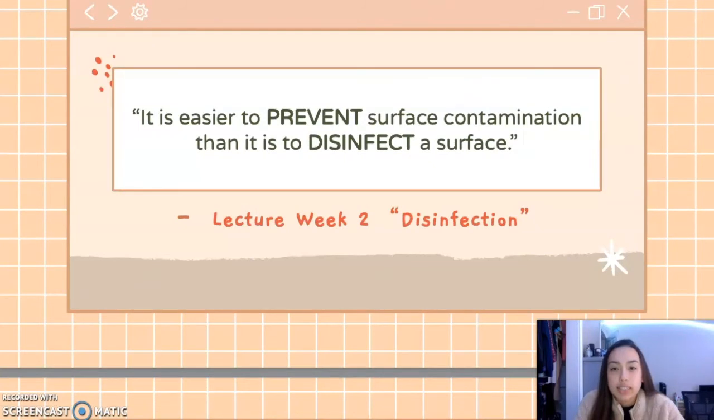Remember, it is easier to prevent surface contamination than it is to disinfect a surface. So this includes prevention, which includes the usage of surface barriers.